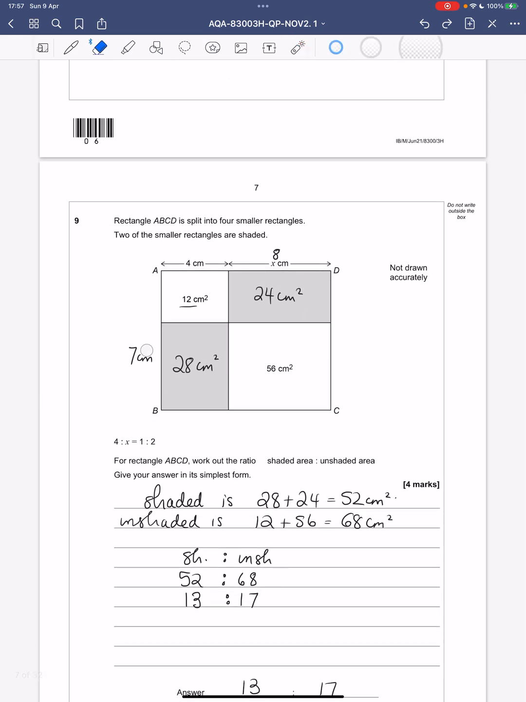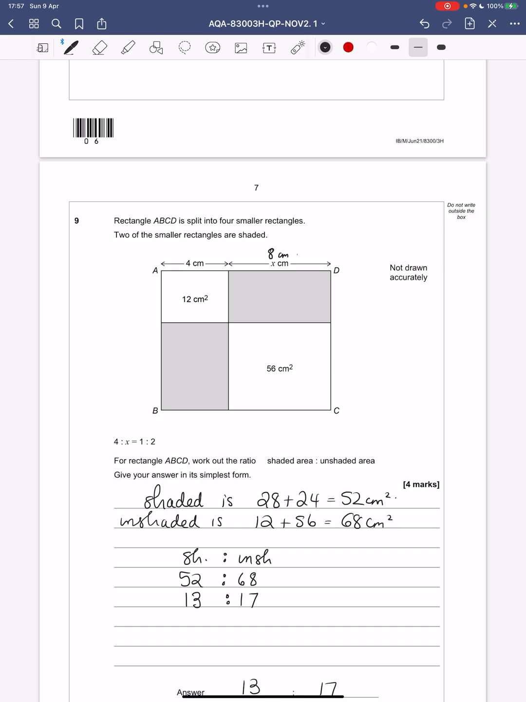Number 9, this one builds up, so I can't really explain it. It's best to write it down as a building up way. 4 to x is 1 to 2. So rectangle ABCD split into 4 small rectangles. 2 of the small rectangles are shaded, 2 are not. 4 to x is 1 to 2. So we can say that x is therefore 8.